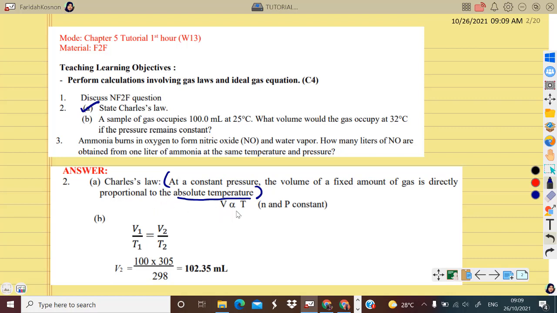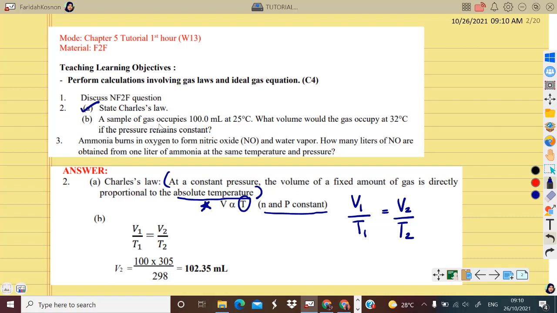Lepas tu saya kata apa tadi? Berikan relationship volume occupied by the gas directly proportional to its absolute temperature at constant mole of gas and pressure. And you may give the formula V1 over T1 which is equals to V2 over T2. Okay, that is the question 2A. Okay, for question 2B, okay, apa yang kita ada kat sini?